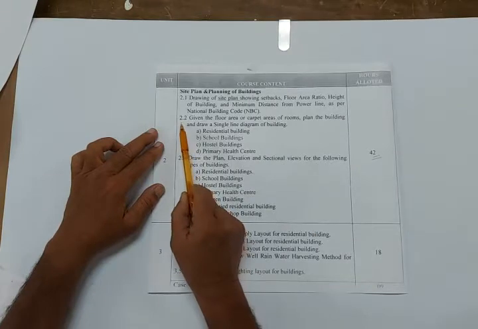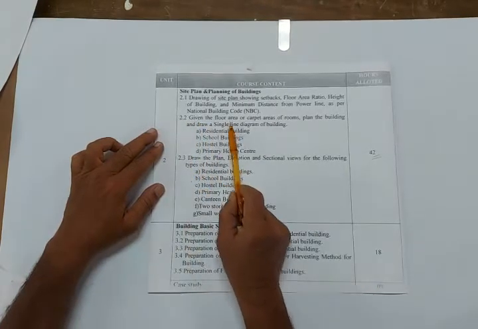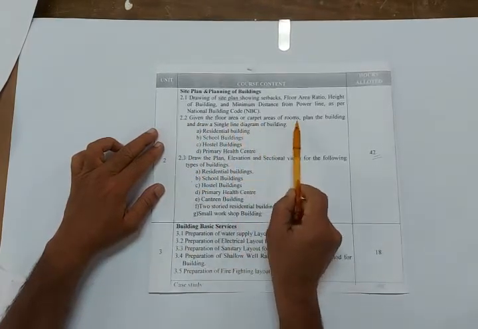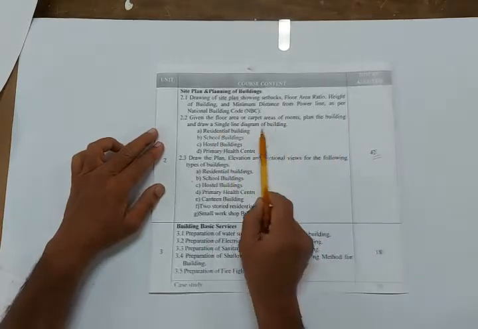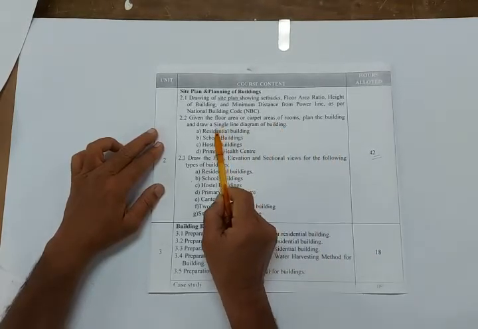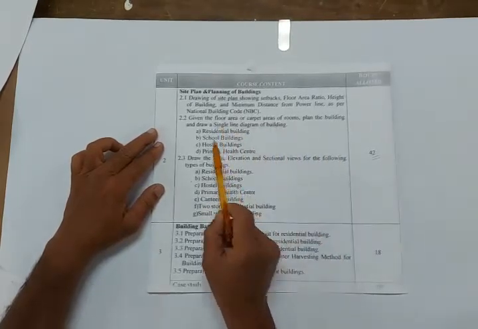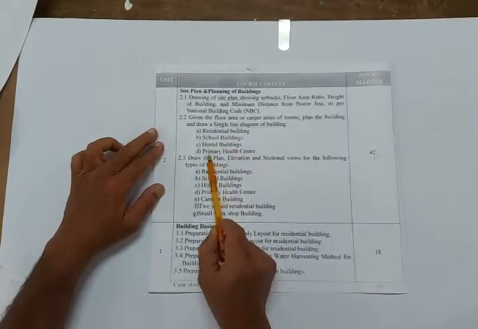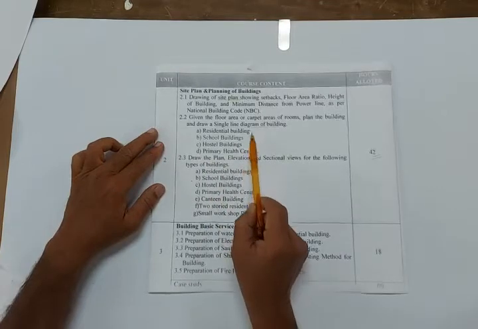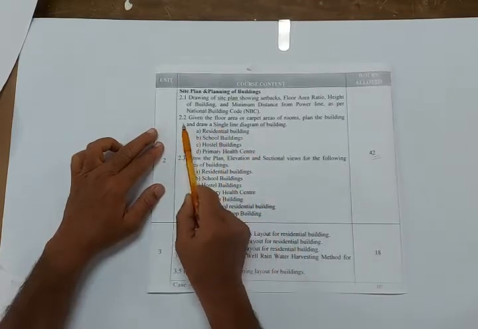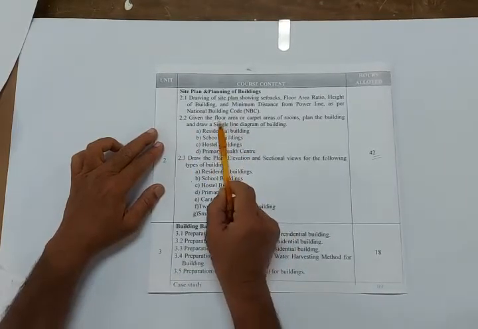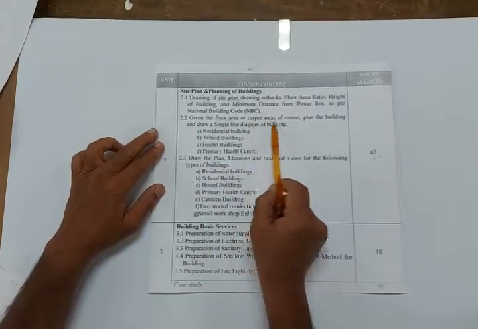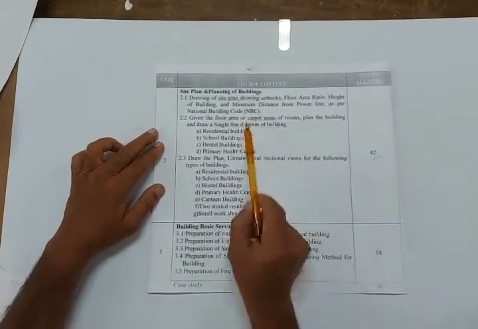And next one is under 2.2. From the given floor areas and the carpet area of the rooms, you have to draw the single line diagrams. Here you have to prepare the single line diagram of a residential building, school building, hostel buildings and primary health centers. These topics are included in 2.2. As per the given floor area or carpet area of the rooms, you have to prepare a line diagram of the buildings.